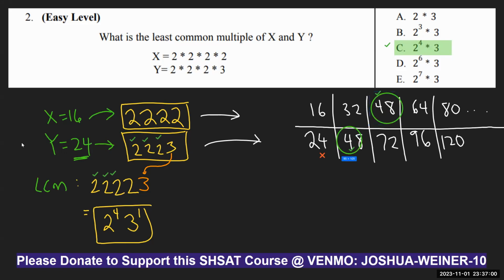Here, 48 is the first number that's on both lists, and that's exactly what 2 to the 4th times 3 is. But since the answer was in exponential form, it's easier to just use the prime elements. 48 is the first number that's on both the times tables for x and y. It's the least common multiple.